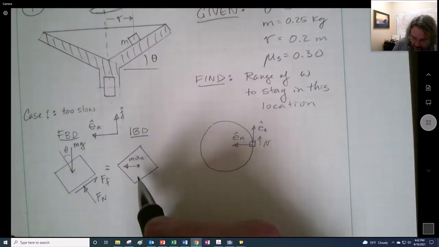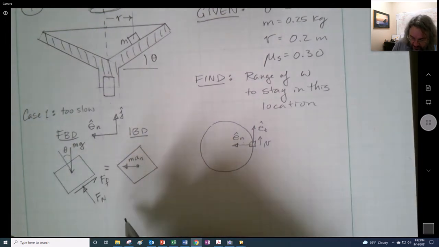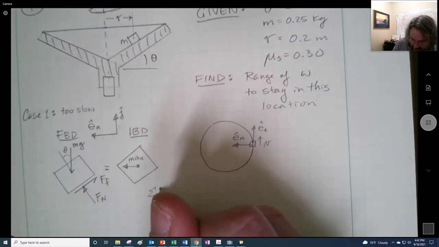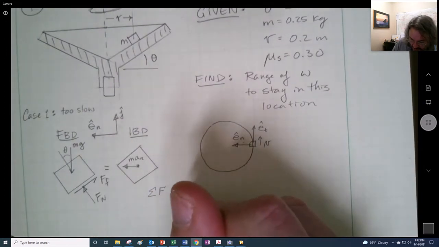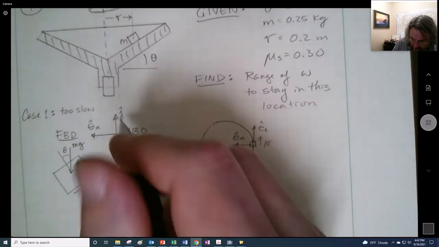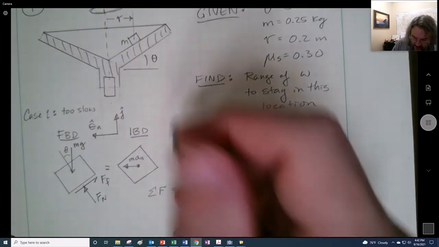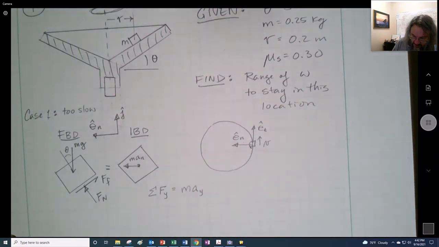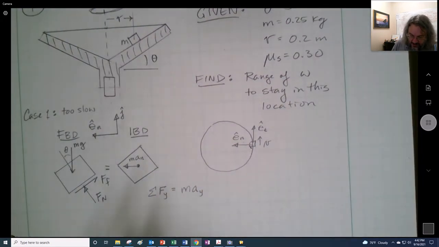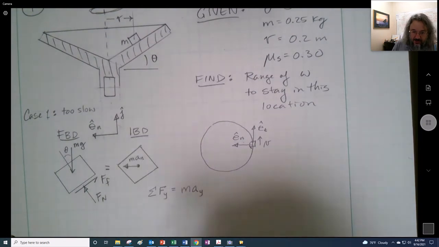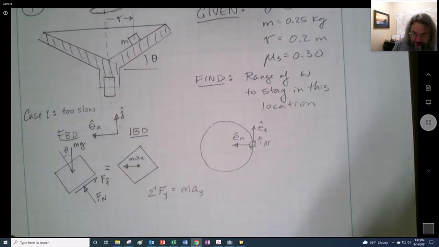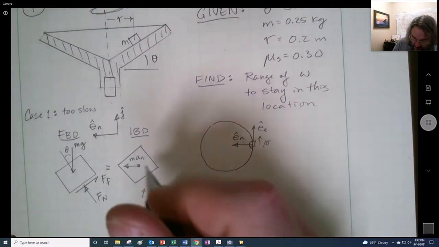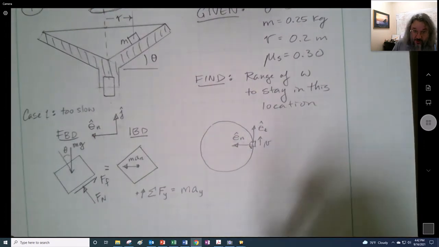Okay, so let's write it in the j direction. Let's start out with the sum of the forces equals mass times acceleration. Maybe I should have called this y, since we know it's y right here. We know it's not going to accelerate in that direction, so that's going to be helpful to us. So that's the direction that we're calling positive right there.